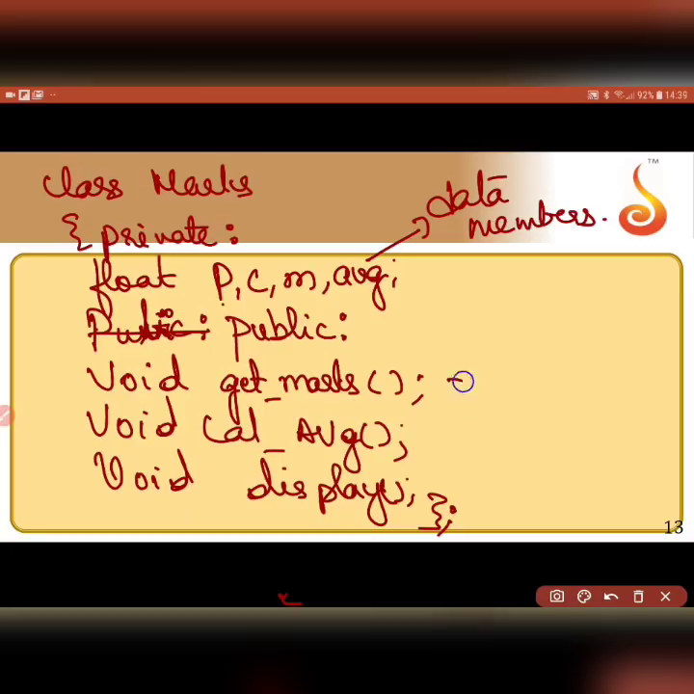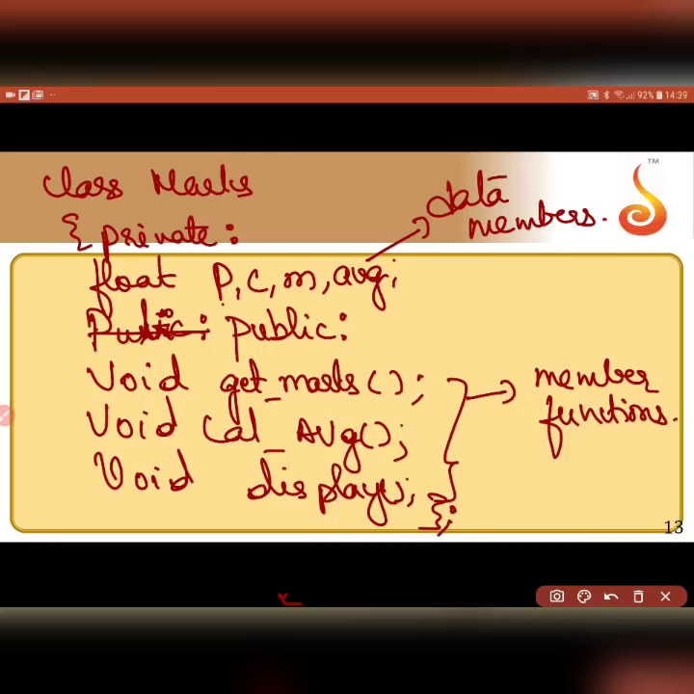So what are these called? These are called member functions. So class marks has how many data members? 4 data members and 3 member functions. The functions or the methods declared inside a class is called member functions.